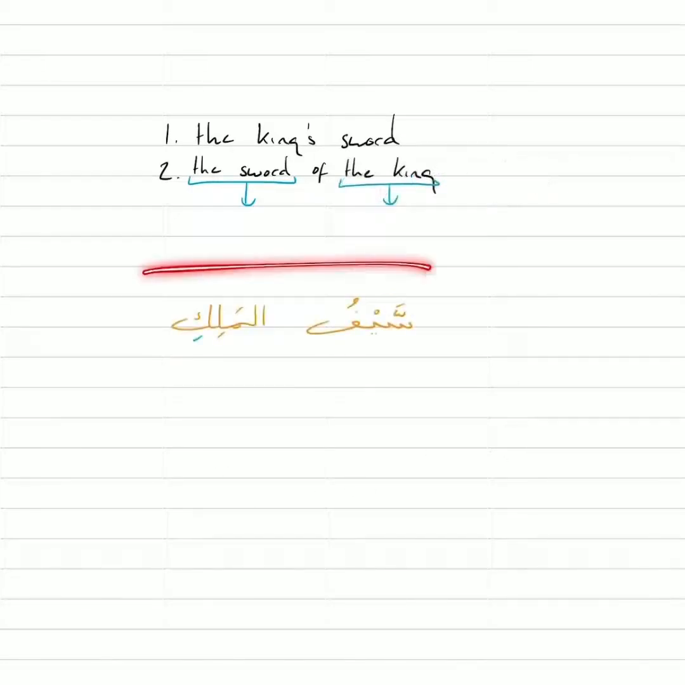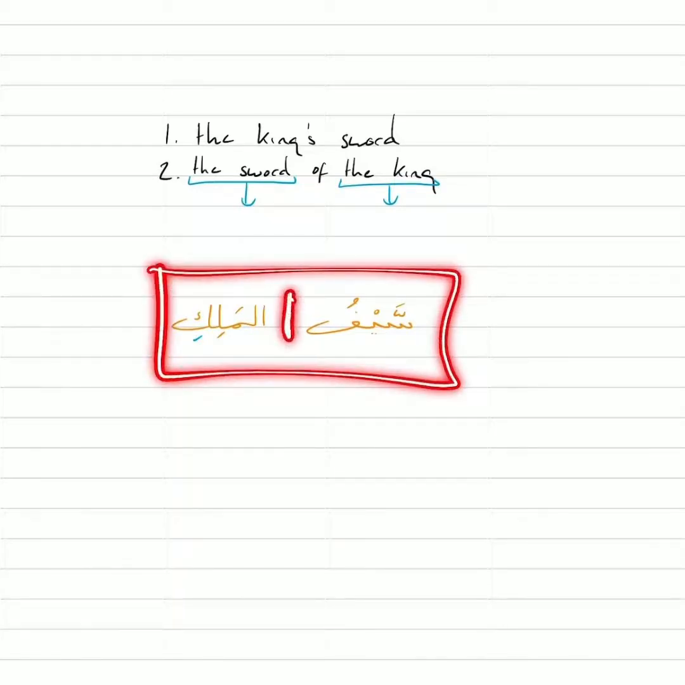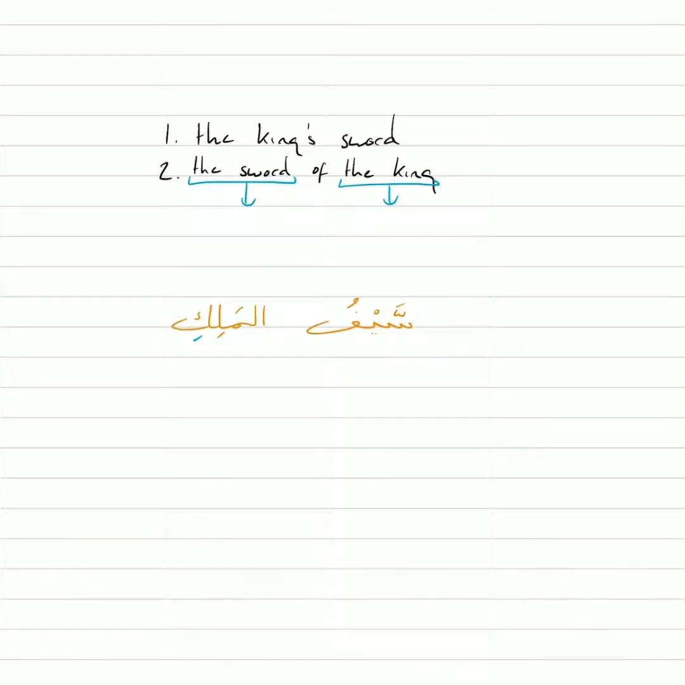So we have the sword of the king, yeah? You have the x of the y, or an x of a y. So nothing can come between these two words, not even adjectives. So if you want to add an adjective for this word, normally you add them after the word, yeah? However, in an idafa, if you add it after the word, then you're breaking apart the construct. So rather than adding it after the word, we add it after the construct.